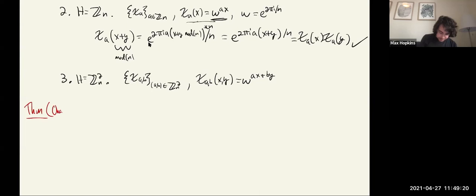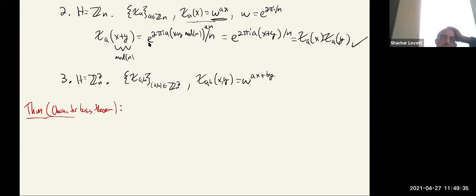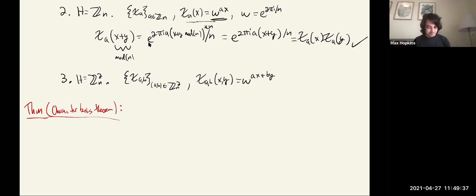I'm just going to call this the character basis theorem. Shahar, do you know, is there a name for this in the literature? I tried to look, but couldn't actually find it. No. It's a really important theorem, so I was surprised that it wasn't named. I agree. I don't know the name for it. Yeah, well, I'm just going to call it the character basis theorem because it didn't seem to be named anywhere.